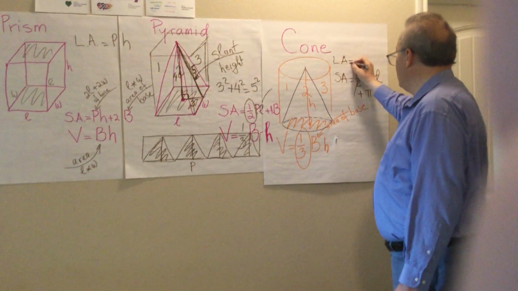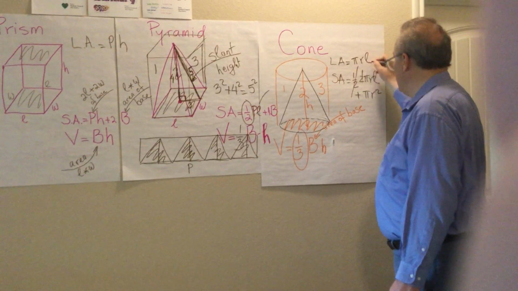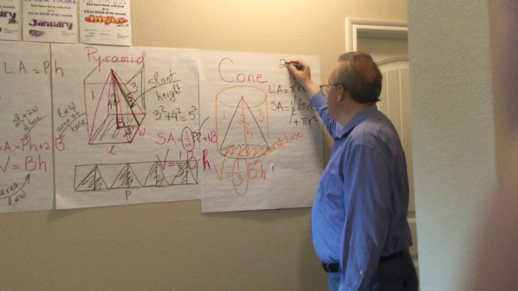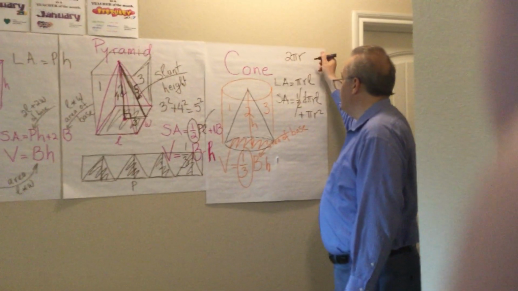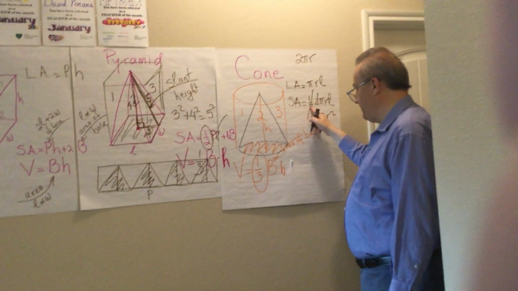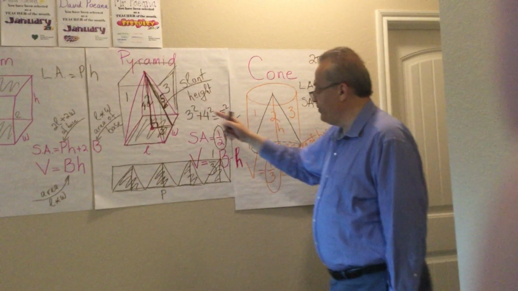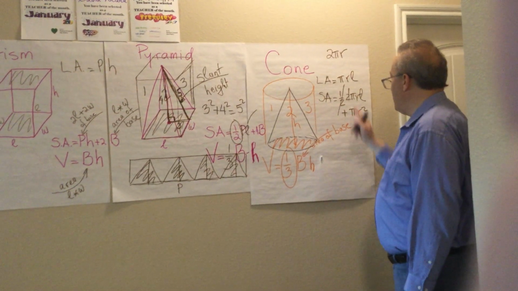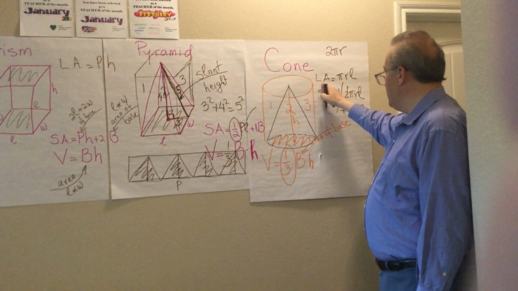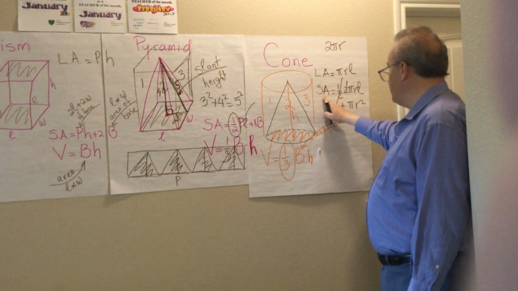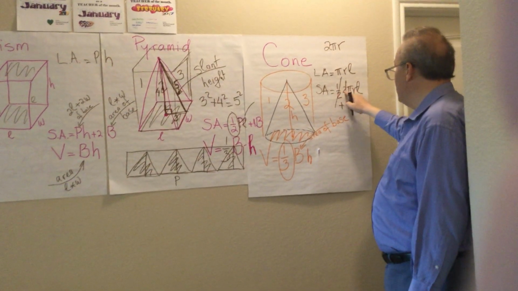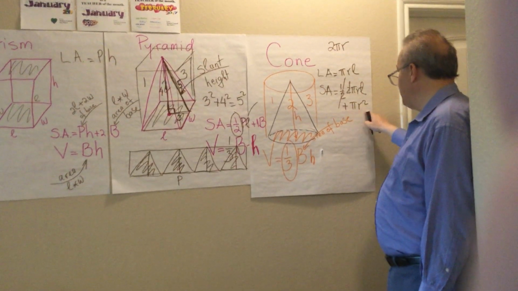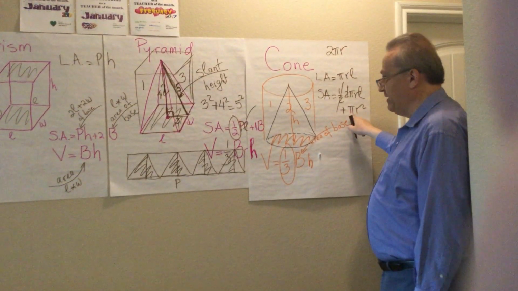When it comes to lateral area, it's just pi rl. Why is it pi rl? Why is it not 2 pi r times l? Because of that 1/2. Same principle from here applies here. Okay, now we found lateral area of the cone is pi rl. Surface area is half of 2, cross out. So you're left with pi rl plus pi r squared. Only 1.